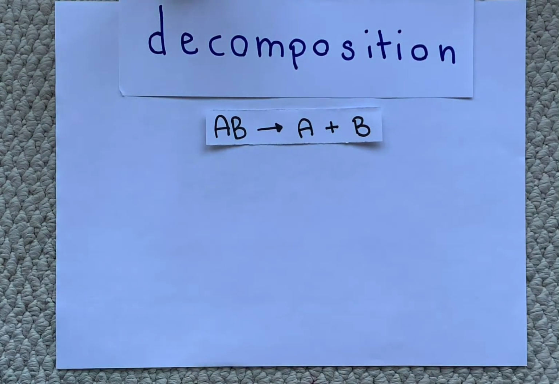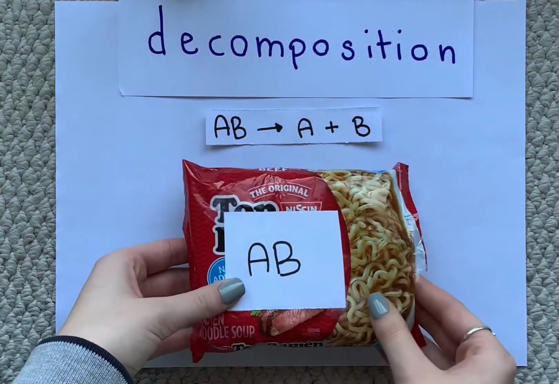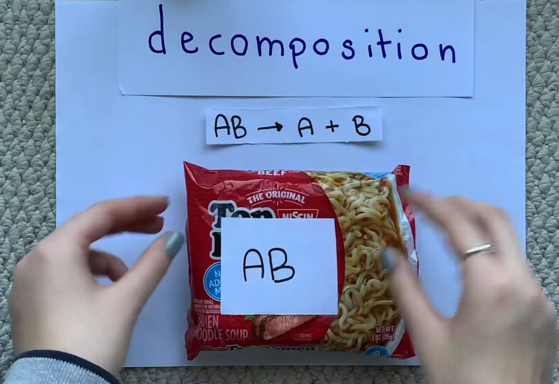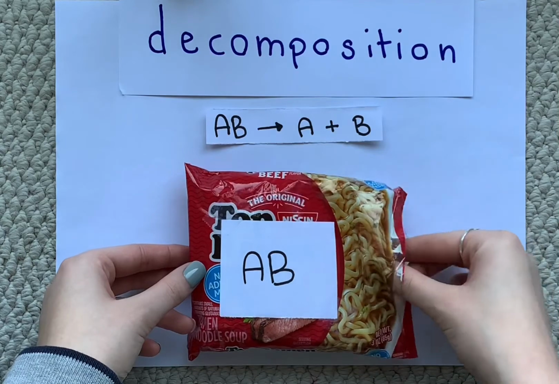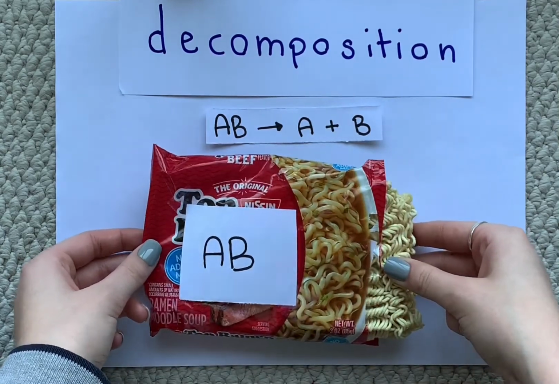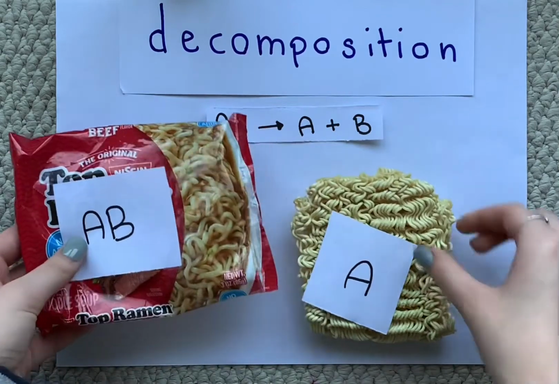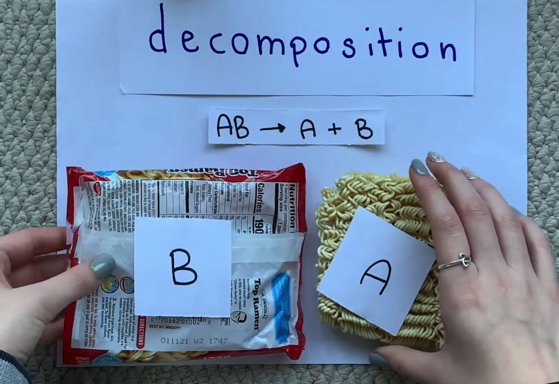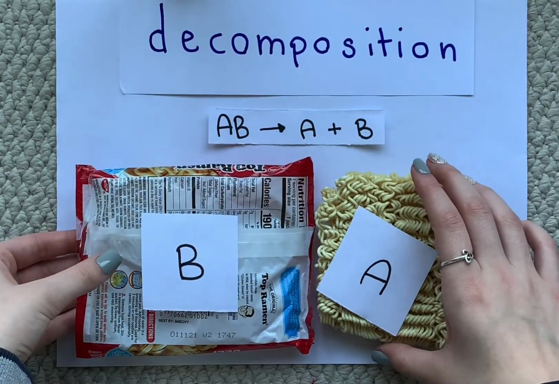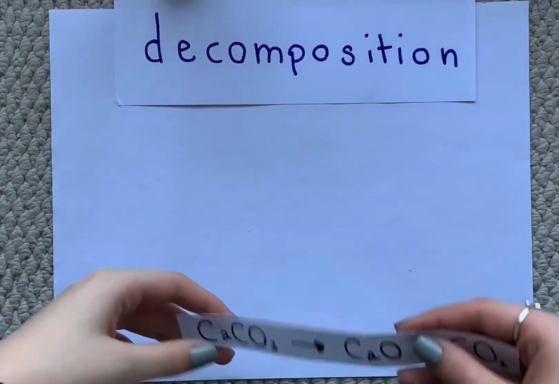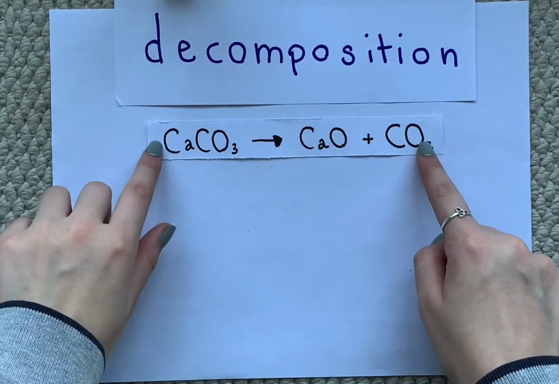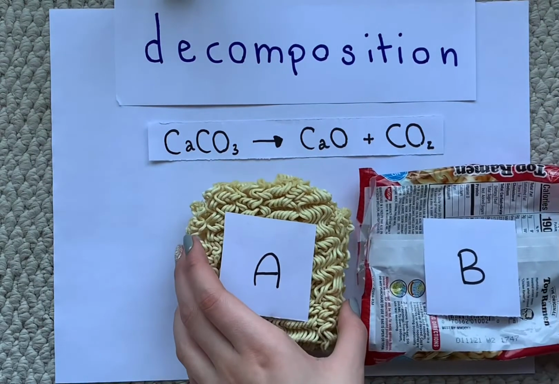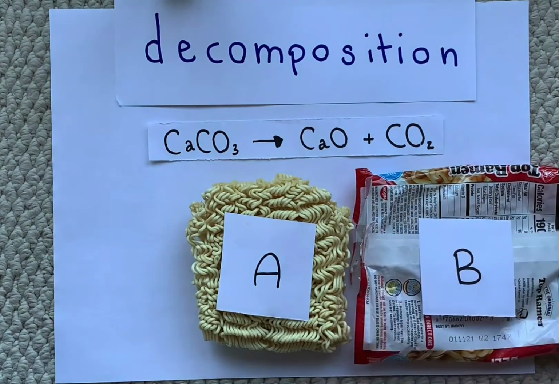So for this example, I have this ramen, and this is our whole compound, the whole package of ramen altogether. And when we break it down, decompose it, we actually get our A, which is the noodles, and our B, which is the packaging. Okay, so now we can go ahead and add some real elements to our formula. And I'm not going to put these back together, but just for example's sake, we'll go ahead and have that right there.